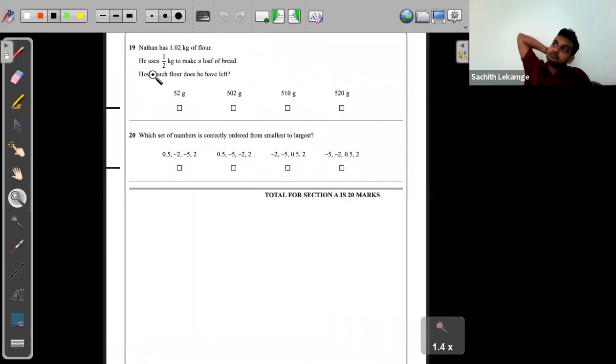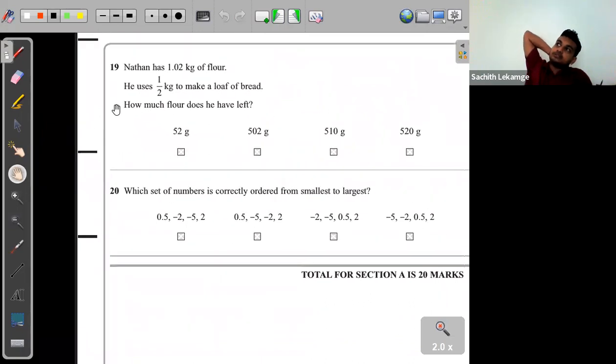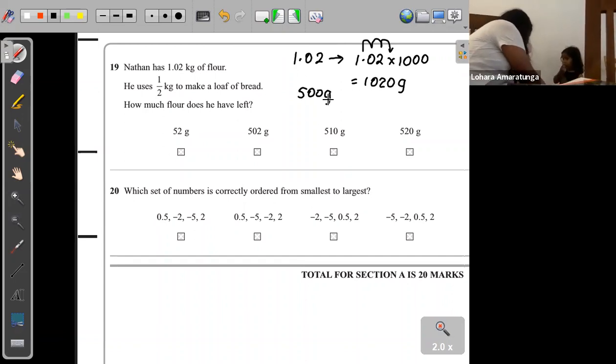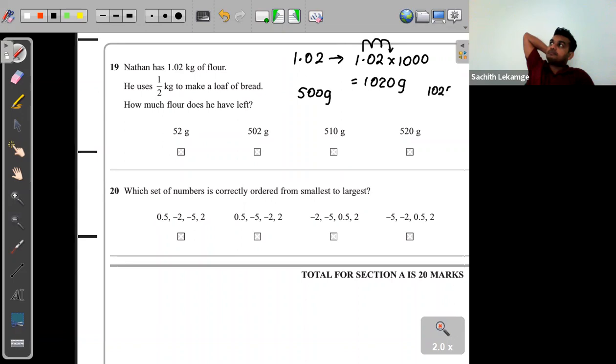Question number 19. Nathan has 1.02 kilos of flour. He used half kilogram to make a loaf of bread. How much flour does he have left? So, exactly 1.02. Shall we convert that into grams? Multiplying it by 1,000, then I'm getting 1,020 grams. Why? I have to move the decimal point three places. Then he used half kg, which means 500 grams. So we need to subtract 500. Then you are getting 520. How much flour does he have left?